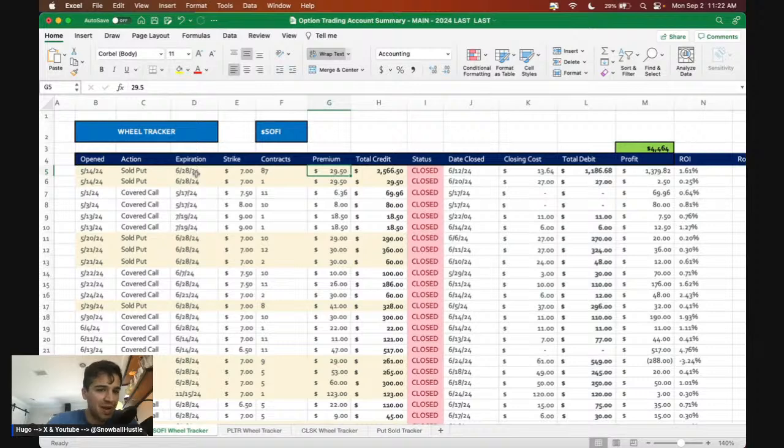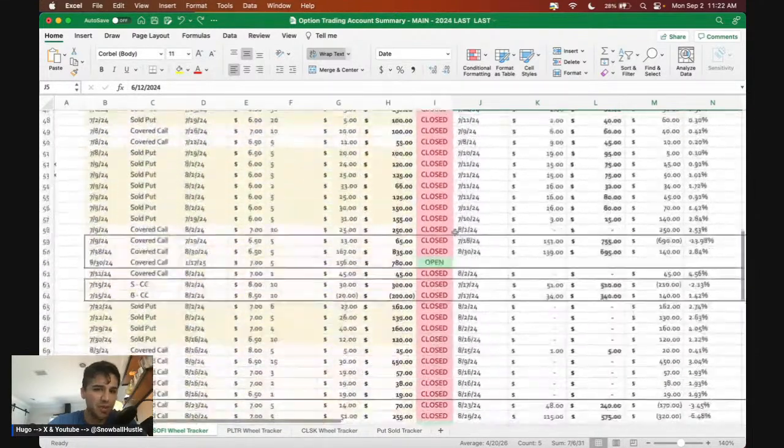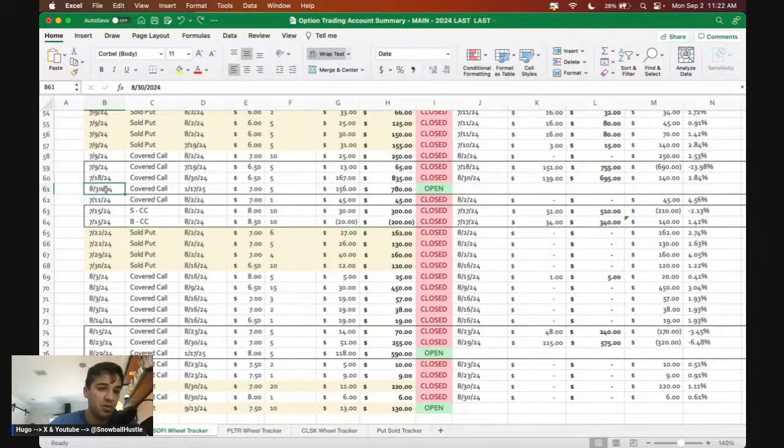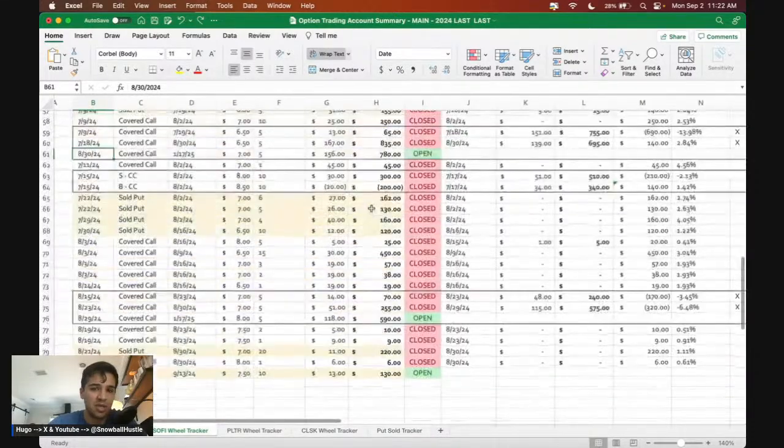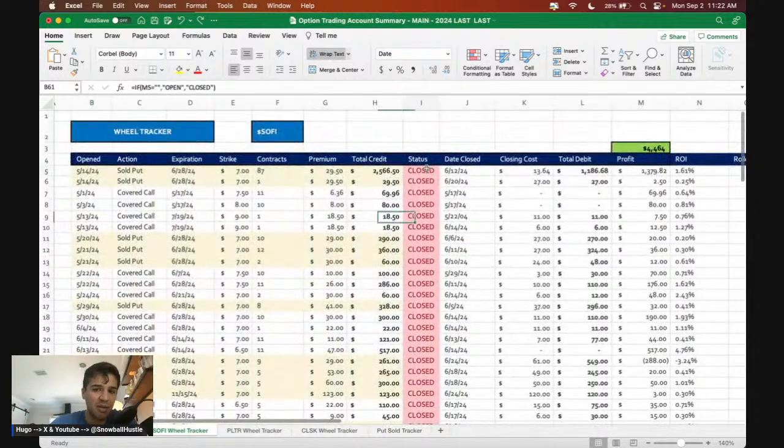how much premium I got per contract. So that's $29 per contract. And this is all formulaic already. This total credit just takes the premium that I got, times the contracts. So that's $2,500 of potential credit. I say potential credit because if you close it early, that's not the full credit you're going to get, right? Here we have the status, closed or open. If I delete this, it automatically switches to open. That's good because there may be a long trade that I opened a month or two ago, and I can see exactly which ones are open or not. That feature has been helpful.